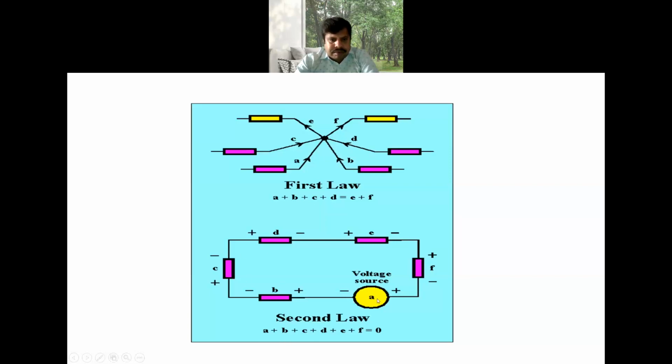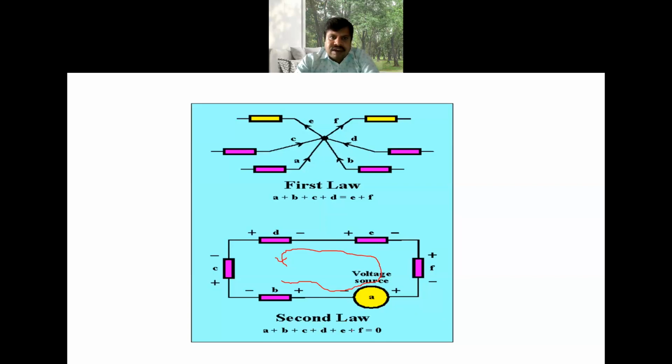So A is the source, and if we follow any sign convention, we need to consider it. Whenever we take the loop in this manner, whenever the current is flowing out of the positive terminal, then we call it a voltage rise. Here, in all these elements, the current is flowing out of the positive terminal. That's why all are voltage rises. That's why A plus B plus C plus D plus E plus F is equal to 0.